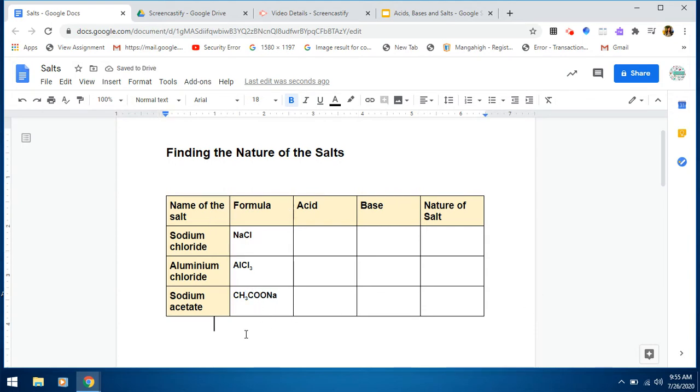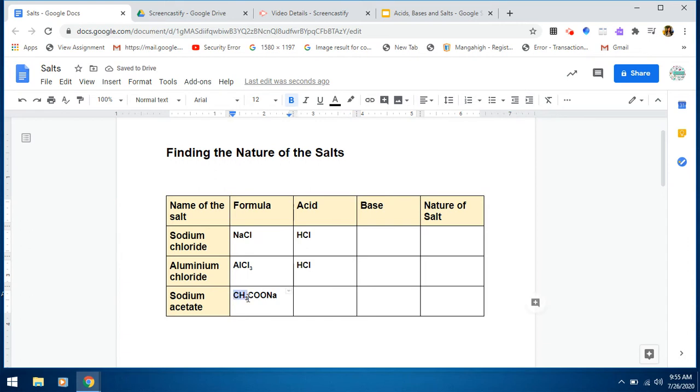Now we know that salts are formed as a result of neutralization reaction between acid and base. So we are going to write the names of acids from which they are formed. So in case of sodium chloride, look at the anion. It is chloride ion. So we know that the acid from which it is formed is HCl. In aluminium chloride, again we see chloride ion, so the acid from which it is formed is HCl.